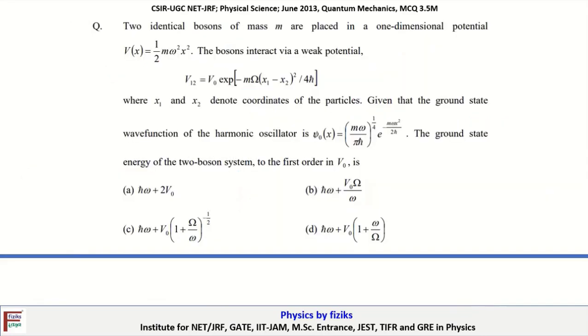Thus our answer for this problem would be option C, H cross. Here a factor of 2 is missing. Thus in the question, there is a factor of 2 which is missing in typing here. So the correct option for this problem is option C.